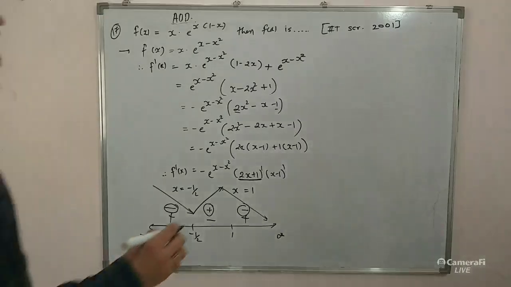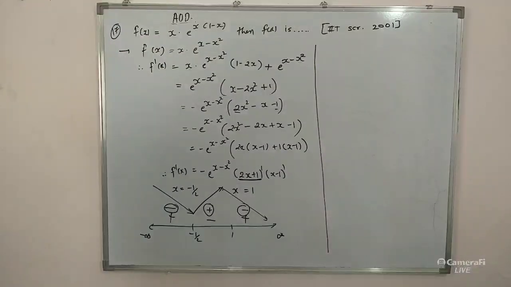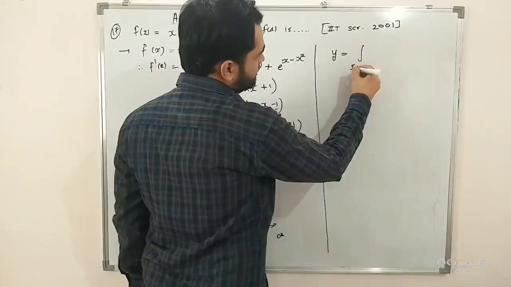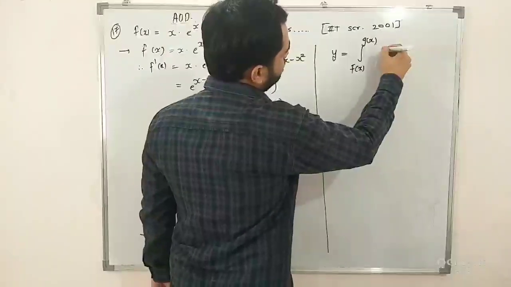Someone is asking for an explanation of Newton-Leibniz. So here I am going to explain Newton-Leibniz, given as the integral term. The lower limit is f of x, the upper limit is g of x, and the function is h of t dt.